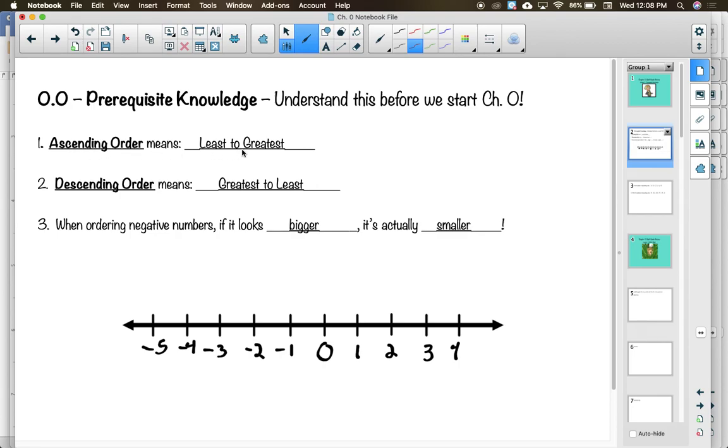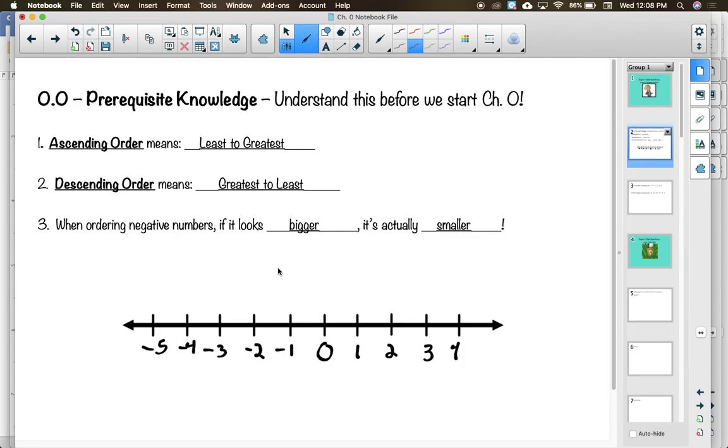Ascending order means going from least to greatest, so make sure that you have least to greatest in your notes. Descending order is the opposite of ascending order, that's greatest to least. Next note, when ordering negative numbers, if it looks bigger, it's actually the smaller number.